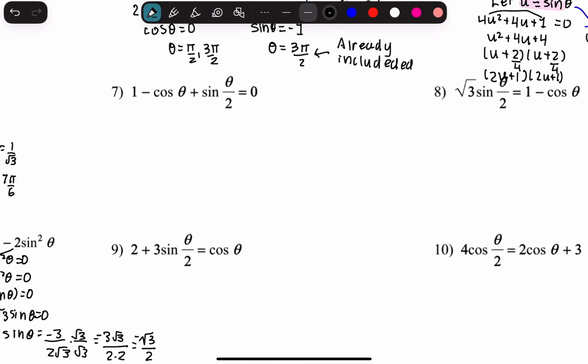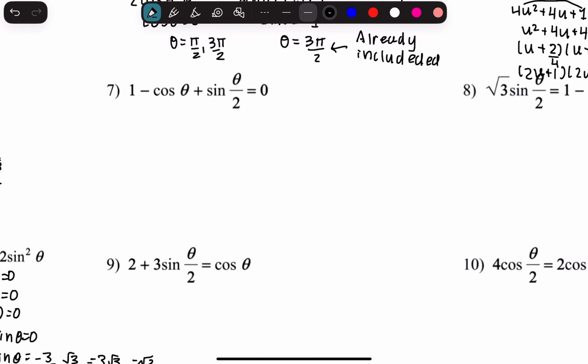Now we can move on to question 7. For the interval 0 is less than or equal to θ is less than 2π, we have 0 less than θ/2 less than π. So sine of θ/2 is going to be greater than or equal to 0.